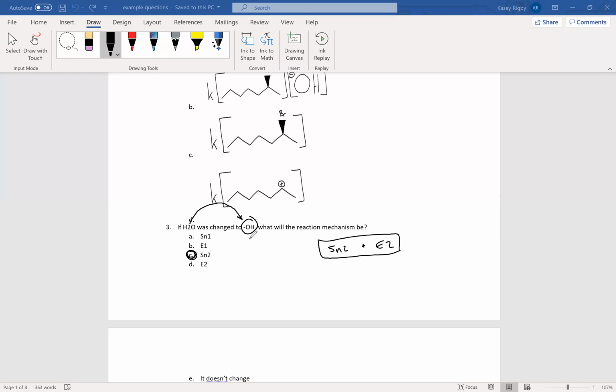So let's also think, what if instead of having negative OH, we had tert-butoxy? Now we have a strong, bulky base, so it's going to prefer E2. So the answer to this guy is actually SN2 and E2. I made a typo over here, and I'm sorry. But if you chose SN2 or E2, both of those would be correct. All right, so let's continue on.